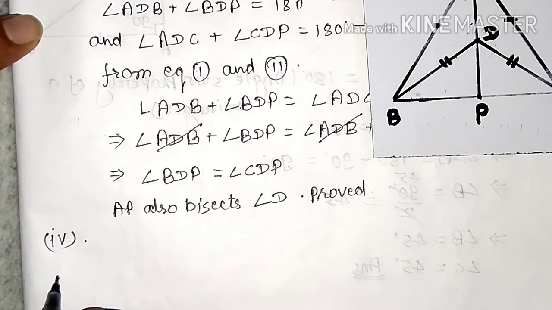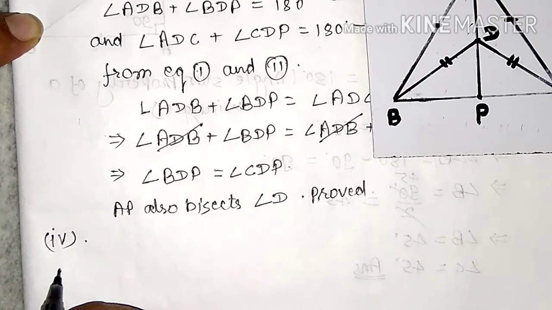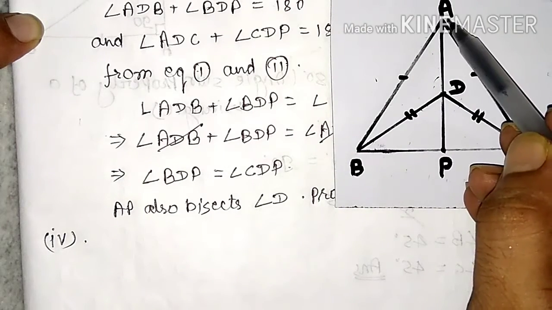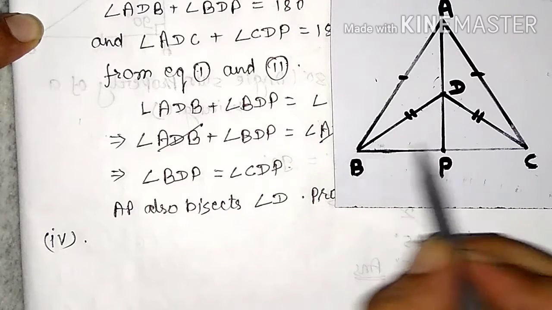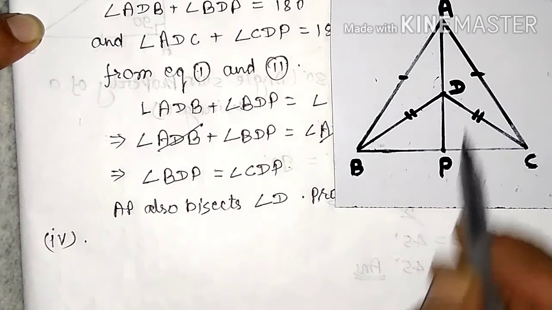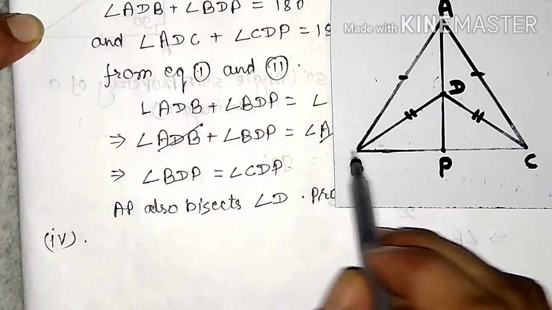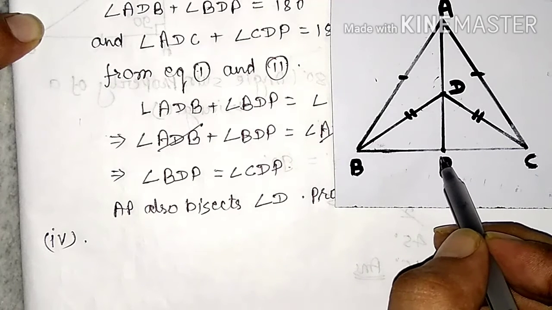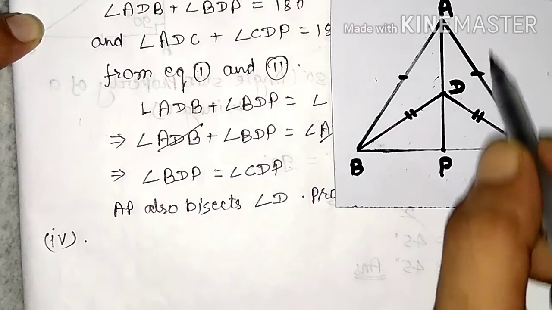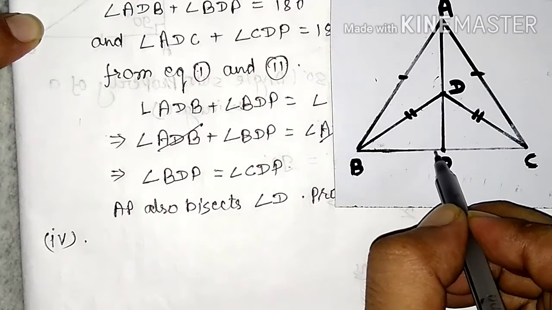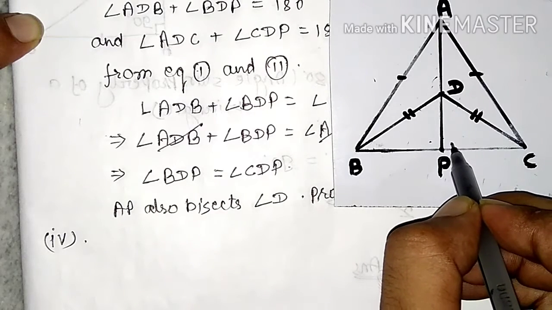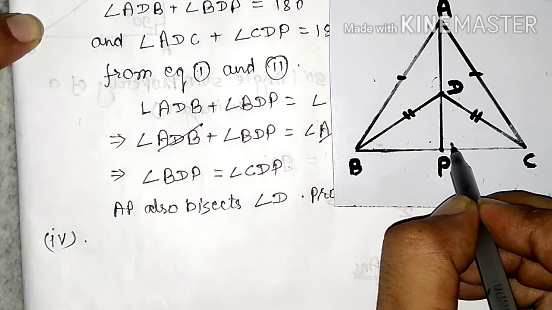In the fourth part, what we have to prove? AP is the perpendicular bisector of BC. Line AP is perpendicular bisector of side BC. Bisector, it means AP line divides the line BC into two equal parts. It means BP is equal to CP. And perpendicular, it means the angle here is 90 degrees. This angle is equal to 90 degrees and this angle is also 90 degrees.